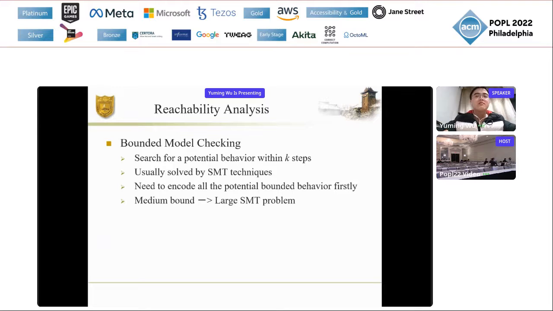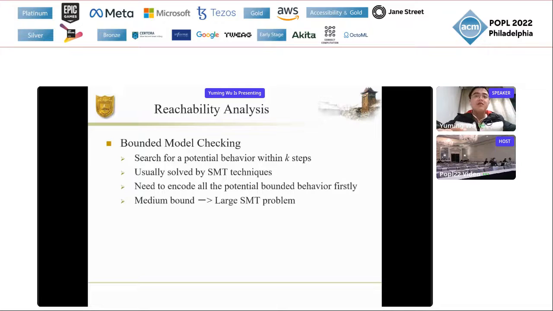In recent years, bounded model checking has attracted lots of attention. It restricts model behavior within a finite bound to reduce the difficulty of problems. In other words, it searches for a potential behavior within k steps. Although BMC can't explore state spaces exhaustively, it surpasses classical model checking methods in the ability to find errors.